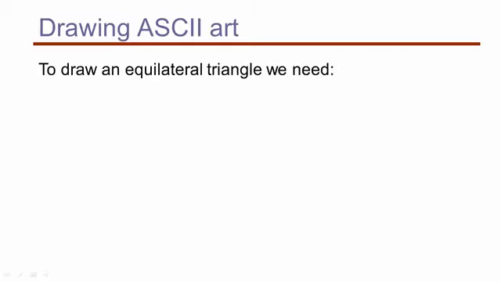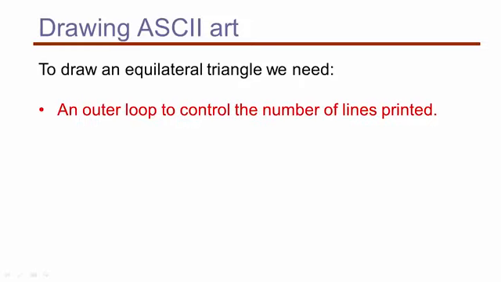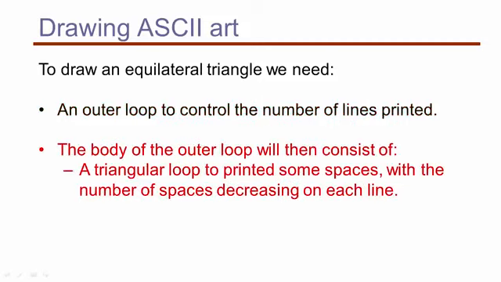To draw such a triangle given a specified size, we would need an outer loop to control how many lines get printed. We would want this loop to iterate for size times. Then the body of this loop will contain a nested loop to print the correct number of blanks or spaces so that each line is correctly indented.